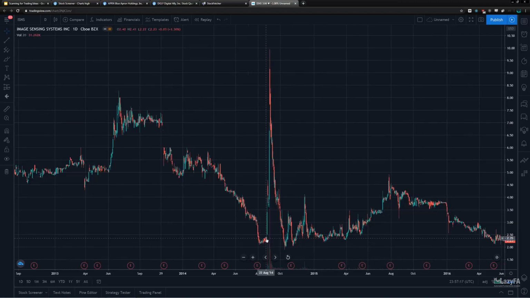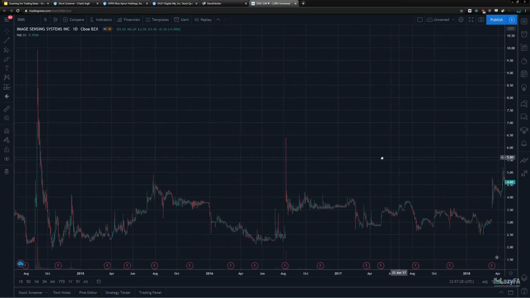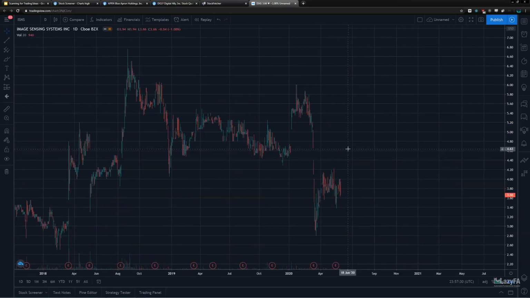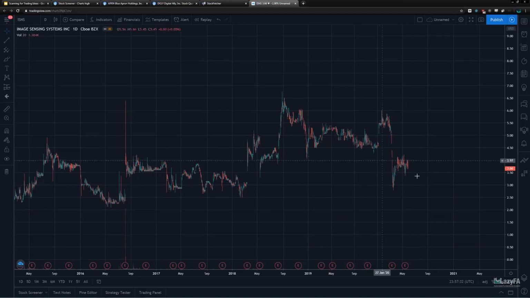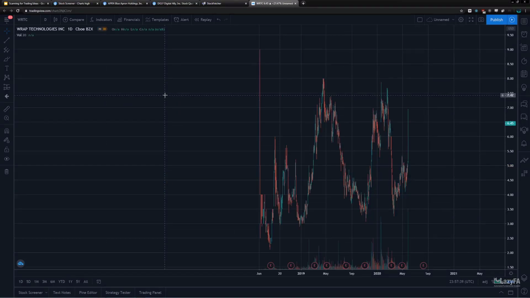It was just a few days later, everybody got bored with trading DGLY, and DGLY started to crash, and everybody kind of rolled into Image Sensing Systems for some reason. So it hasn't moved yet, but I just have a feeling if DGLY takes off, that this one will be the next to go. The other one that's interesting right now is Wrap Technologies, WRTC.